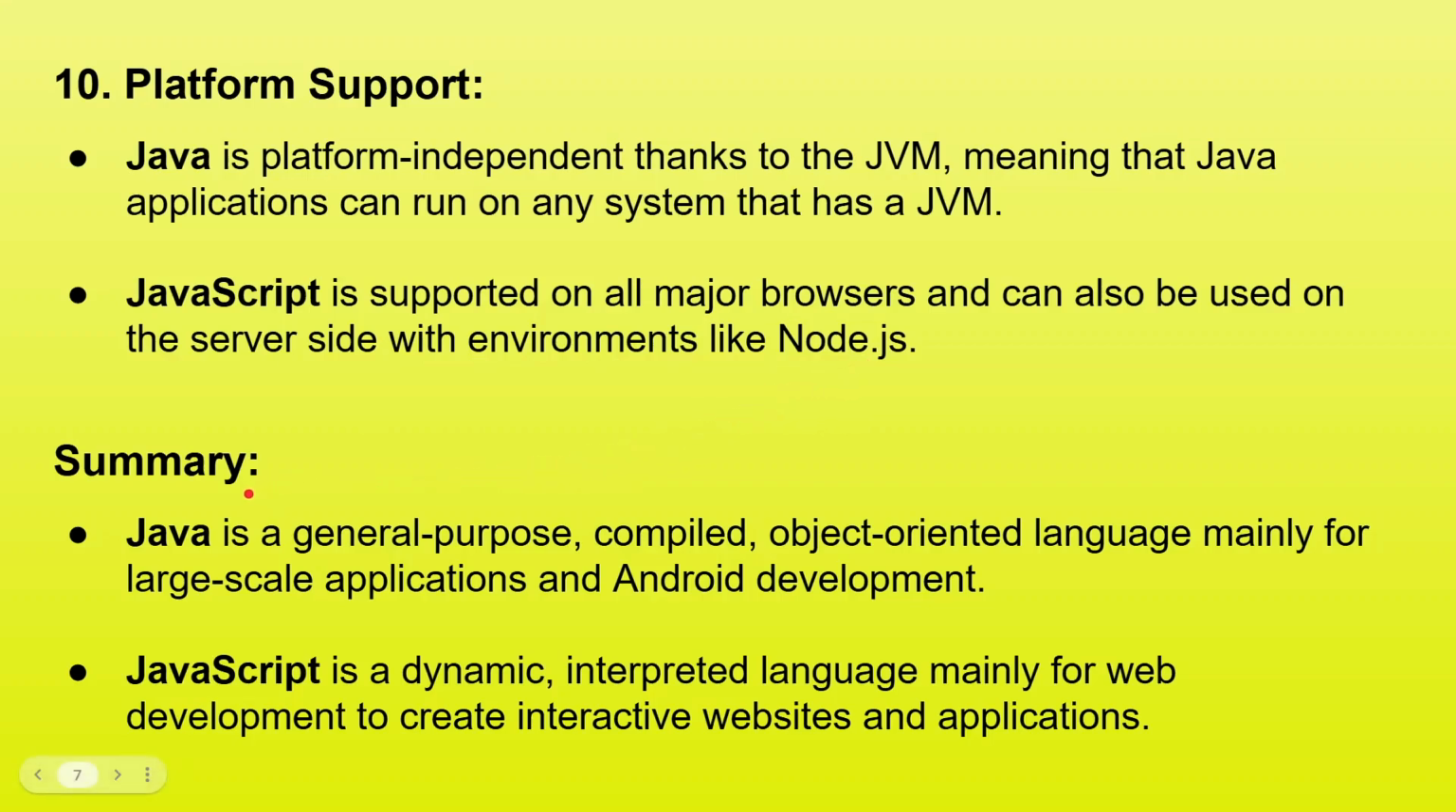So the summary: Java is a general purpose compiled object oriented language mainly for large scale applications and Android development. JavaScript is a dynamic interpreted language mainly for web development to create interactive websites and applications.